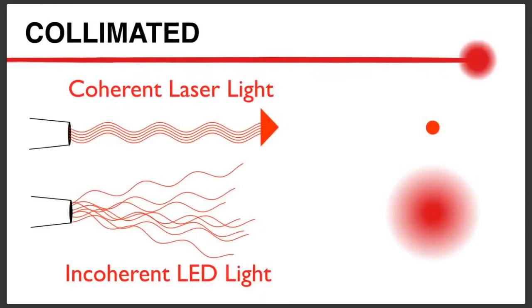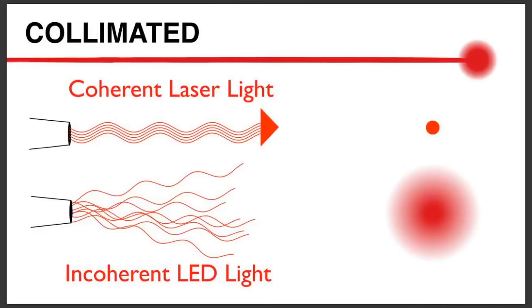Okay, next, let's talk about what it means to be collimated. Coherent laser light, if you shine it on something that's distant, as you know, you're going to get a dot, like you do with a laser pointer. Incoherent light, like you'd get from an LED, you're going to get kind of a large, ill-defined dot or circle, and the farther away you get, the more the circle's going to expand, and that's based, of course, on the fact that the incoherent light is coming out at all different directions.